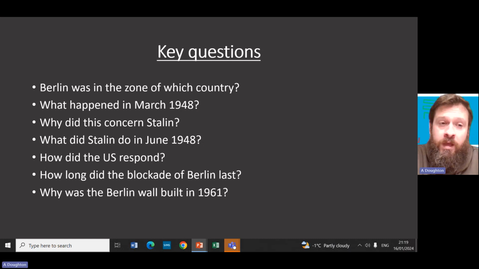So in June 1948, Stalin decided to blockade the zone so they wouldn't be able to get resources into West Berlin. The US responded by flying in resources, the Berlin airlift, and they did this for 10 months until Stalin removed the blockade. And the Berlin Wall was built in 1961 to stop people leaving Eastern Europe.